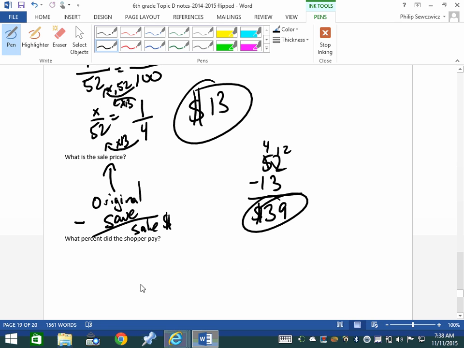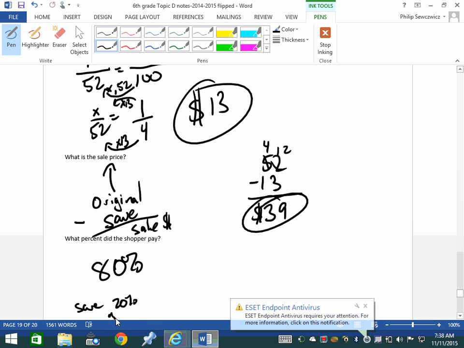Now, one of the things we want to notice is what percent did the shopper actually pay? If you're able to take off 20%, you're actually going to end up paying 80% of it. Take a moment there. Why do you think it's 80%? If you were going to save 20%, and percent is always out of 100, 20 to get to the 100 is your 80.